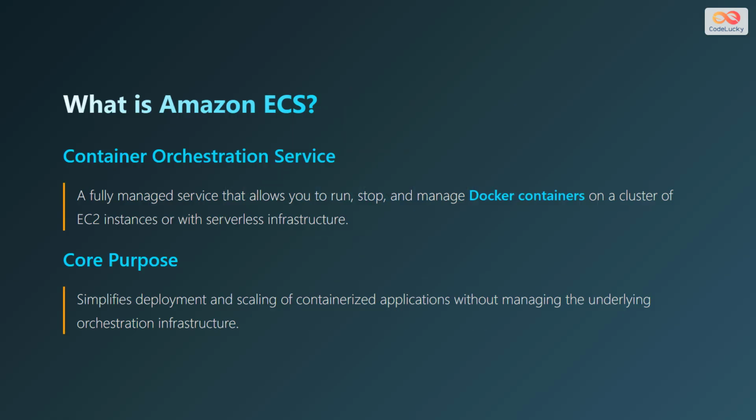Amazon ECS is a fully managed container orchestration service. It allows you to run, stop, and manage Docker containers on a cluster of EC2 instances or using serverless infrastructure. The core purpose of ECS is to simplify the deployment and scaling of containerized applications without requiring you to manage the underlying orchestration infrastructure yourself.